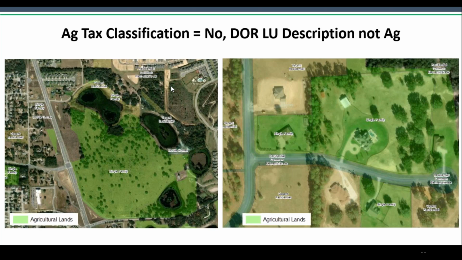So when the data shows that a parcel has neither the agricultural tax valuation nor an agricultural land use, we do not expect that parcel to be used for agriculture. Examples of what we mean by the property appraiser land use not being ag include things such as airports, auto sales, camps, community centers, condominiums, drive-in restaurants, or here, like you can see on the slide, single family properties or vacant residential. Next slide, please.